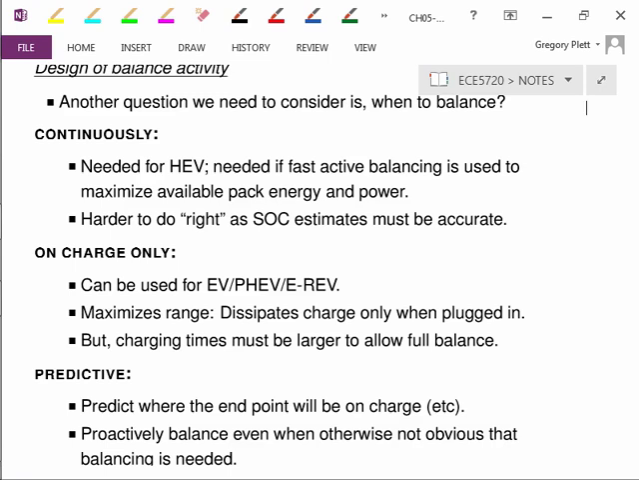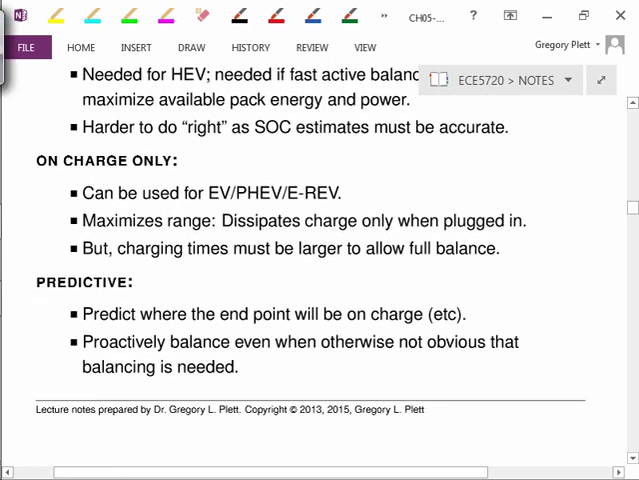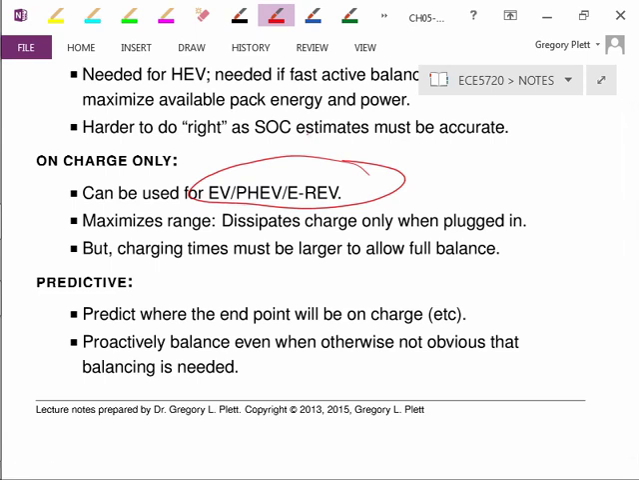This is harder to do right, to balance all the time, because SOC estimates must be accurate even in the face of a very dynamic load profile where voltages and currents are changing quite a lot. If I have a plug-in application where I've got a very controlled charge versus the dynamic of driving, so electric vehicle, plug-in hybrid, or extended range electric vehicle, it may be smart to balance only when you're charging, because charging is a much gentler scenario. I'm just doing constant power or constant current. It's easier to estimate state of charge well when we're doing it.